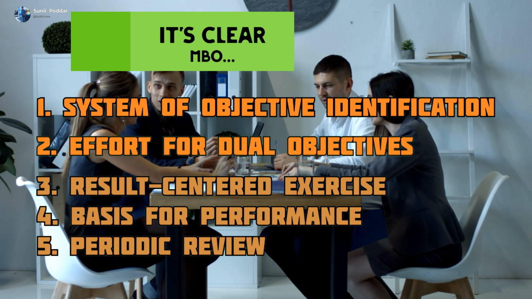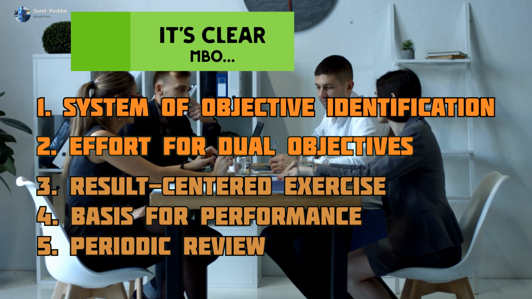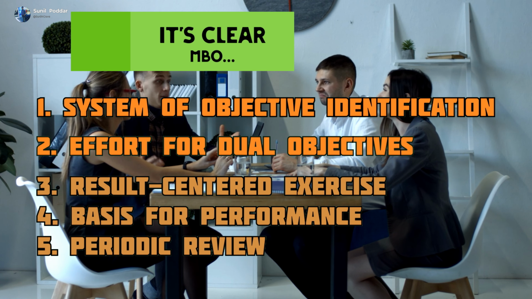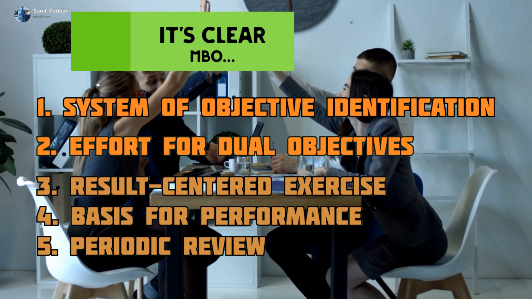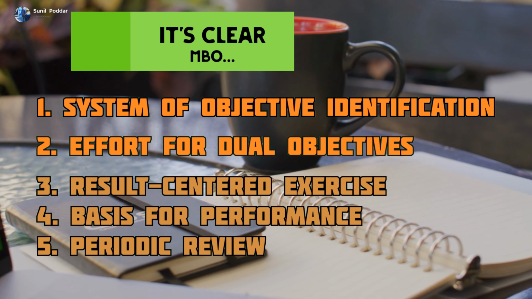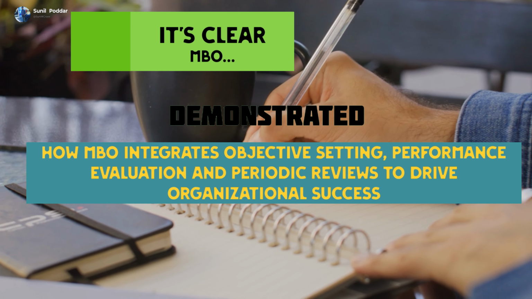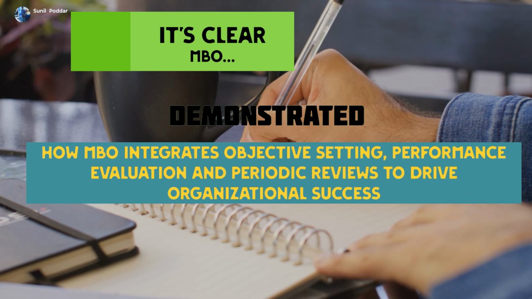Periodic review. MBO involves regular check-ins between superiors and subordinates to review progress. For example, a quarterly review in a retail company shows how close the team is to achieving the annual sales target. It demonstrates how MBO integrates objective setting, performance evaluation, and periodic review to drive organizational success.